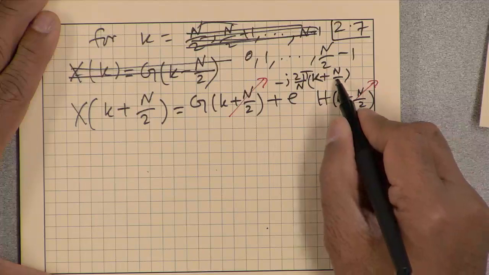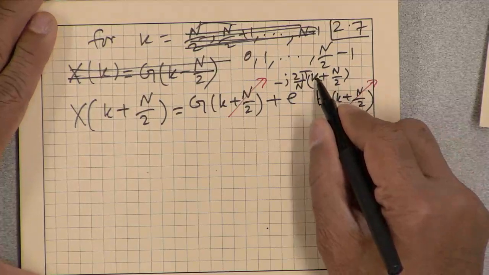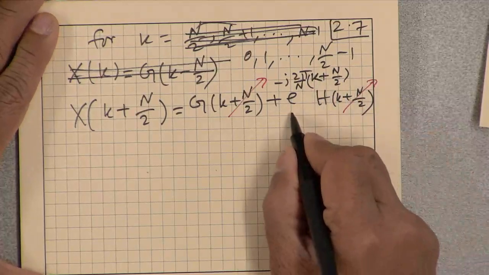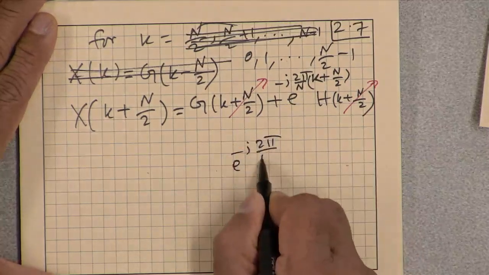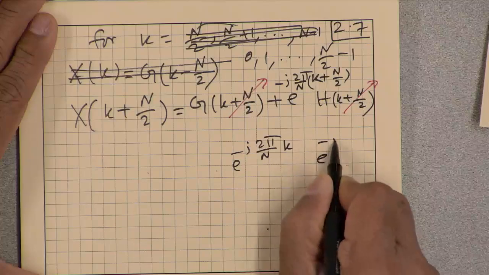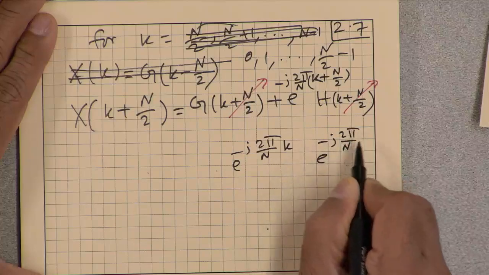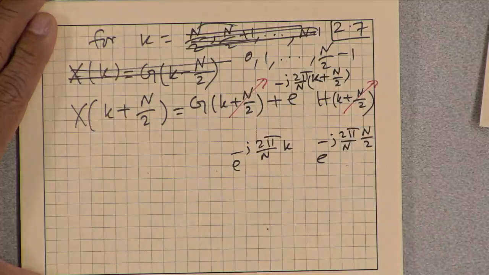Now what about this product here? I replaced k by k plus n by 2. So e to the power minus j 2 pi by n k times e to the power minus j 2 pi by n times n by 2.